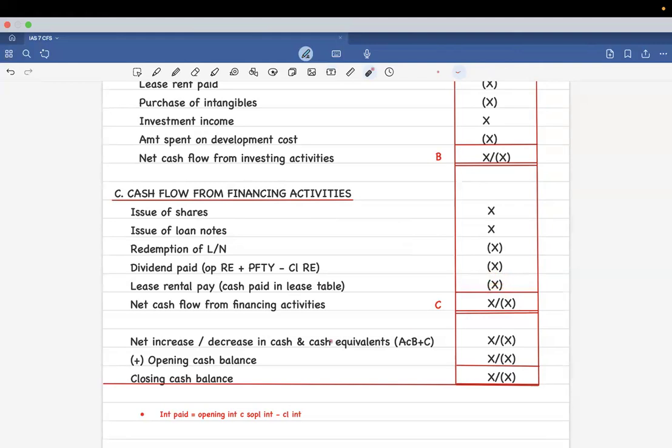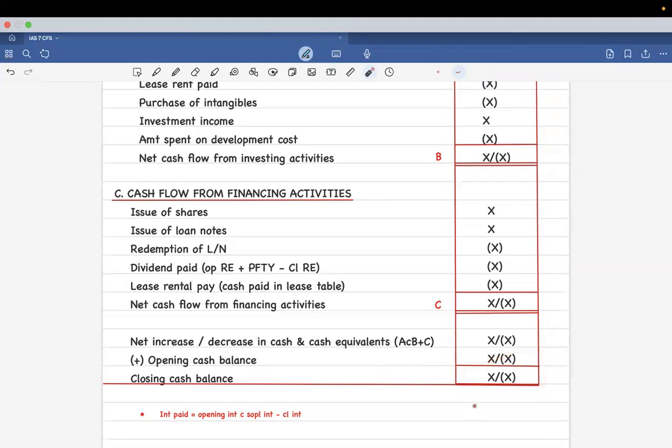Now, the next step that you do is you take A plus B plus C. That is operating, financing, and investing. And then to it, you're going to add opening cash and cash equivalents, which you get from the SOFP. And later, the net result is going to be your closing cash and cash equivalents in your SOFP. That is how you know whether you have done the cash flow statement right.